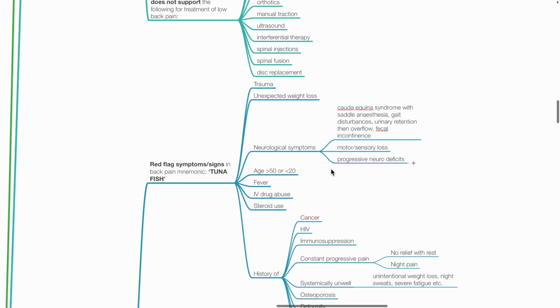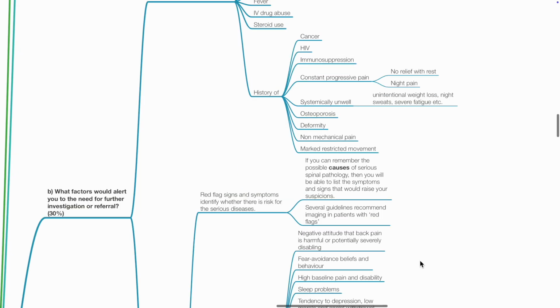S for steroid use. H for history of cancer, HIV, immunosuppression, constant progressive pain, no relief with rest or night pain, systemically unwell with unintentional weight loss, night sweats, severe fatigue, osteoporosis, deformity, non-mechanical pain, and marked restricted movement. Red flag signs and symptoms identify whether there is risk for serious disease.